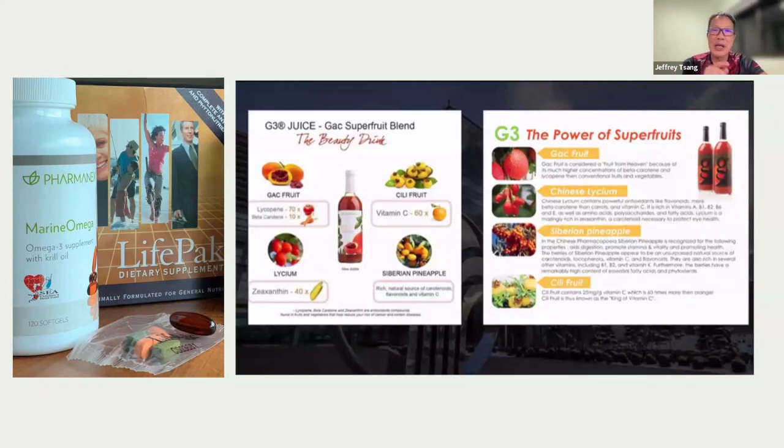But besides this, we wanted to recommend to you also the one on the right, which is G3. G3 is a superfruit juice. It's made of the gac fruit, you see there, top left, as well as sea buckthorn fruit, Chinese lycium, and Siberian pineapple. So we've found that if you don't like to take more pills, you can drink this, about 30 to 60 milliliters in the morning and then again in the evening. It's a nice fruit juice and it's really very good for eyes.